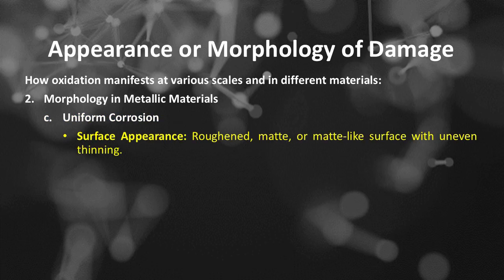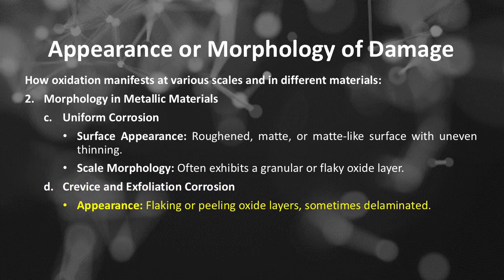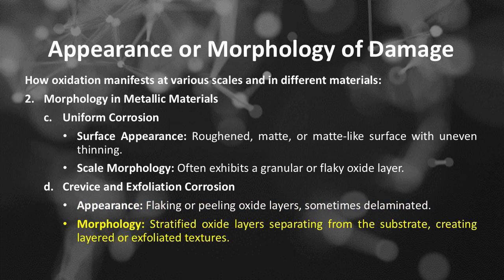Uniform corrosion surface appearance: roughened, matte, or matte-like surface with uneven thinning. Uniform corrosion scale morphology often exhibits a granular or flaky oxide layer. Number D of morphology in metallic materials is crevice and exfoliation corrosion. Appearance: flaking or peeling oxide layers, sometimes delaminating. Morphology: stratified oxide layers separating from the substrate, creating layered or exfoliated textures.